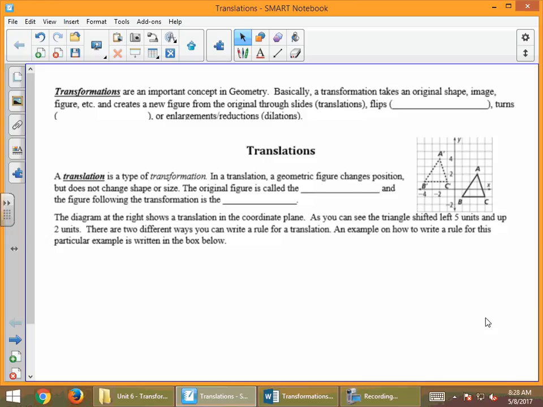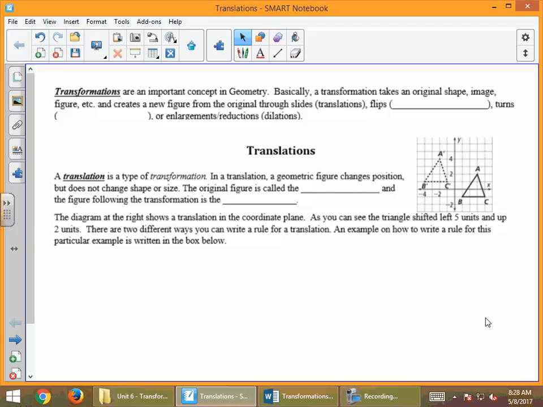In this unit, we're going to be talking all about transformations, and we're also going to talk about transformations in the next unit as well. Before we dive into the transformation that we're going to talk about today, let's just get a basic idea of what a transformation is. Transformations are an important concept in geometry.